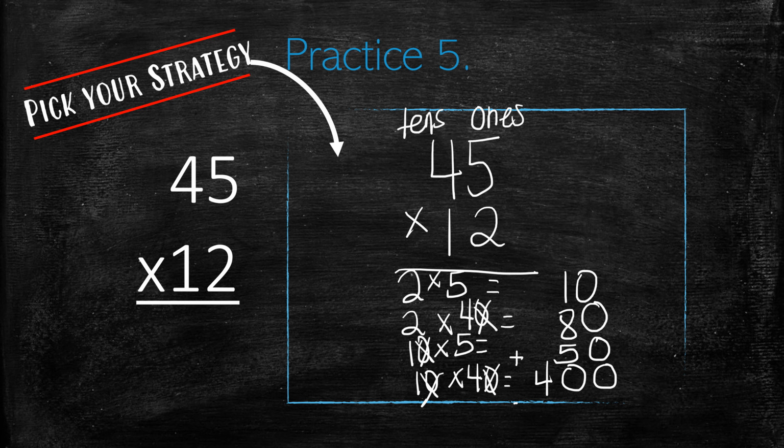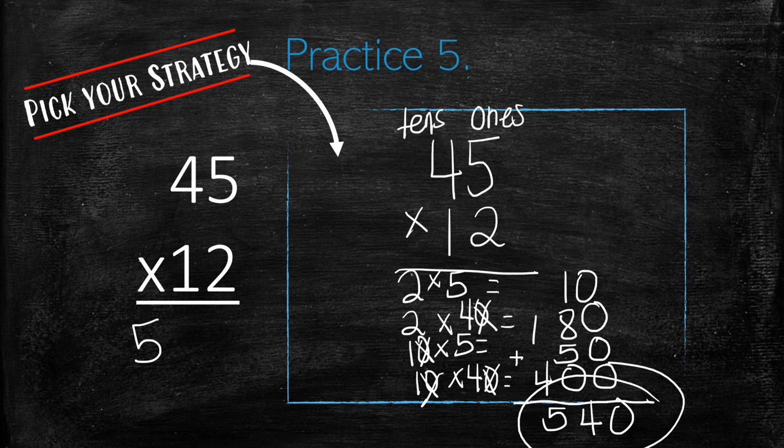And then I can go ahead and add it. So 0, 0, 0 gives me 0. 1 plus 8 is 9. 9 plus 5 is 14. Put the 4 down and a 1 over the 4. 1 plus 4 is 5. And my final answer, which is the same answer I got when I did standard algorithm, is 540. Alrighty.